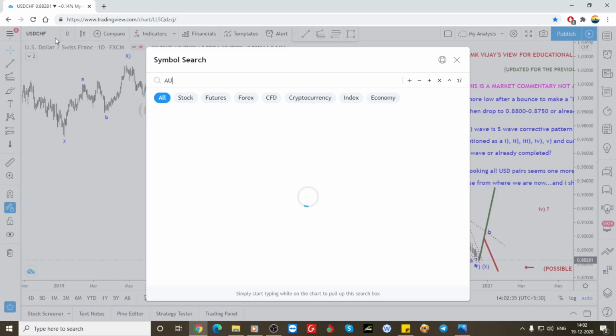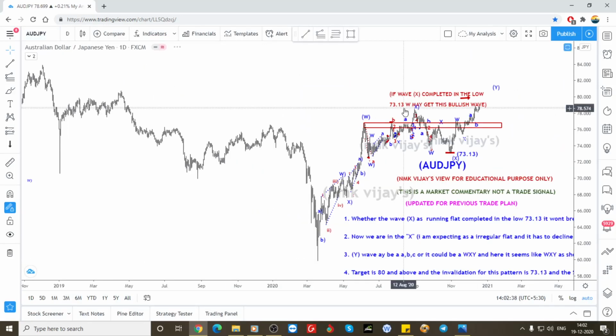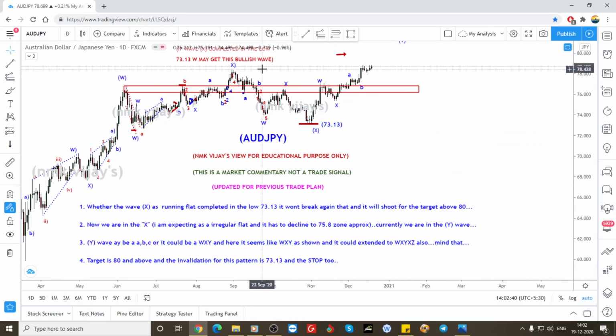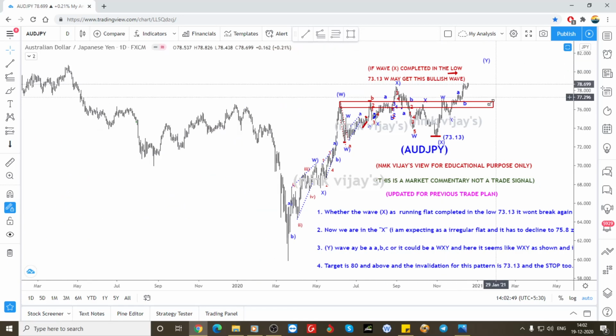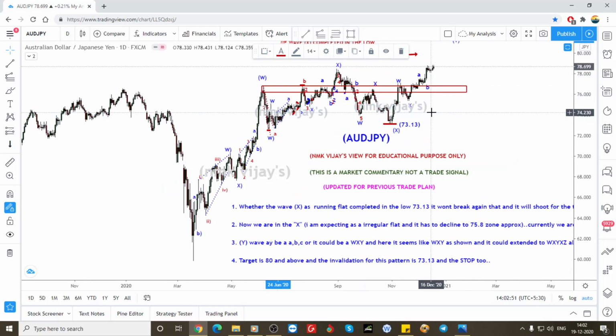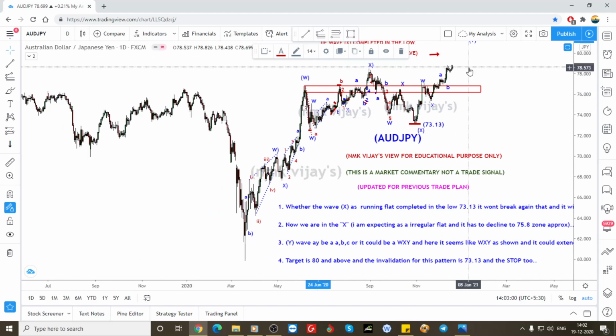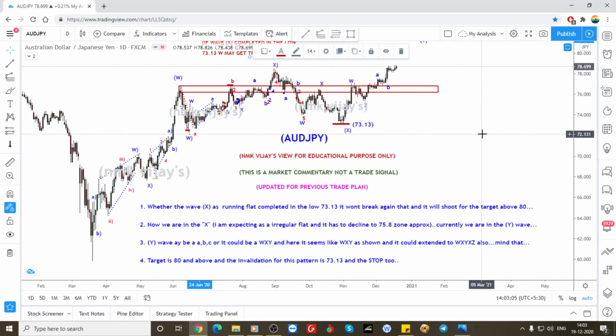So let's move on to AUD JPY. AUD JPY also has already broken the high. What I expected here is the WXY ABC is already completed. Whether it is going to make another X and again Y is also possible. Here one more three-wave structure, retest this, and it can again go to the higher side, and there are a lot of chances of reversing also. Mind that UJ may make one more low also.